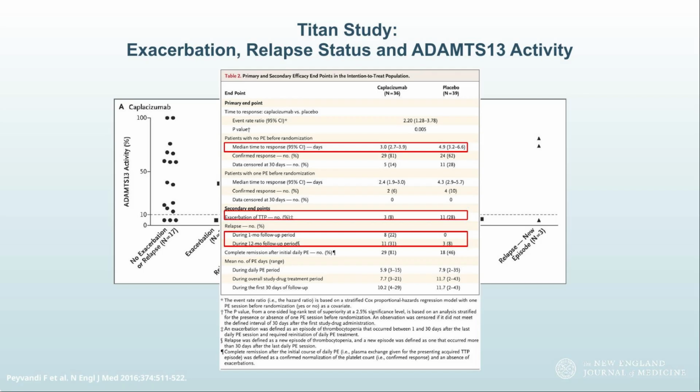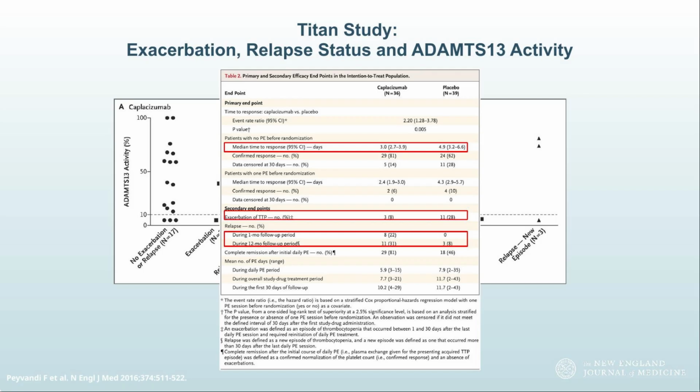So this graph shows the 4 different groups of patients: no exacerbation, relapse of the presenting episode, and then a new episode. And this compares caplacizumab to the placebo arm, and this again just emphasizes, you can see that dashed line at the bottom, most of these occurred in patients who still had ongoing autoimmune activity and low ADAMTS13.